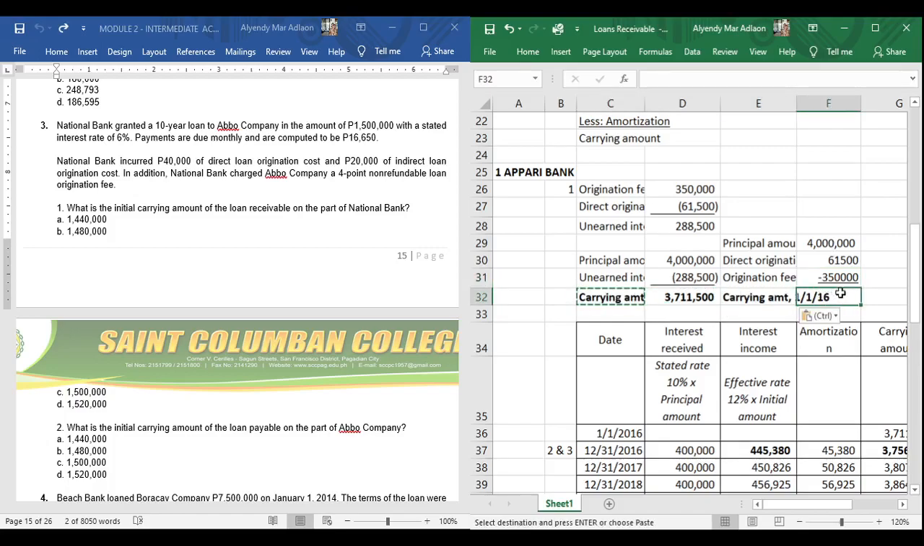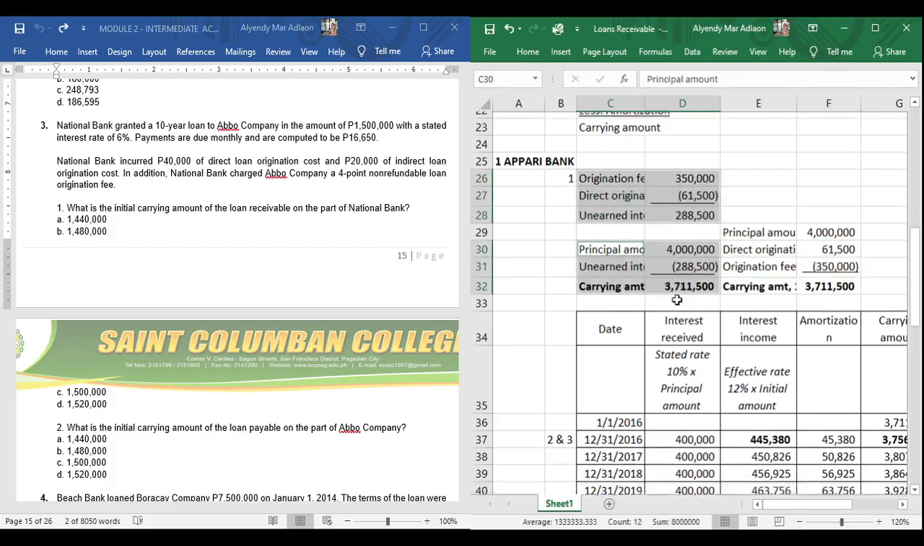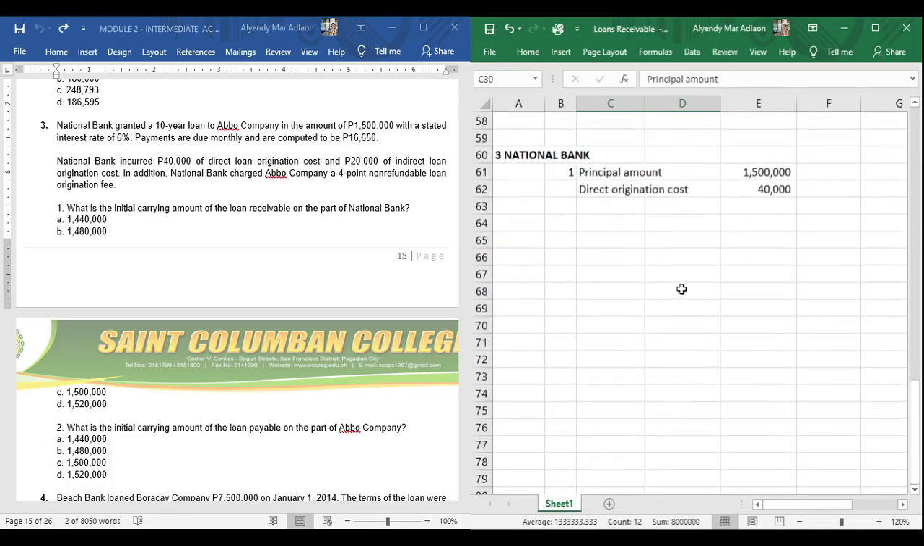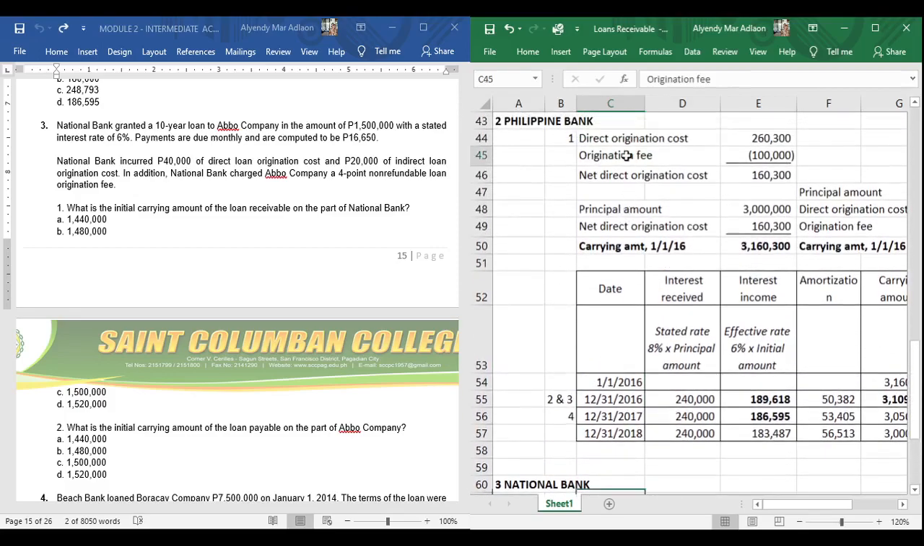Okay, so, same siya. Maghatag sa tuaog, 3,711,500. Okay, so, mas dali ni siya, no? Kay wala na. Isa na lang siya solution na. Hindi na siya tagsa-tagsa. Okay, so i-add na lang na itong direct origination cost and then minus origination fee. But if you really want to compute for the under interest income, so might as well separate that. Okay, so let's go back. Add direct origination cost and then deduct the origination fee.